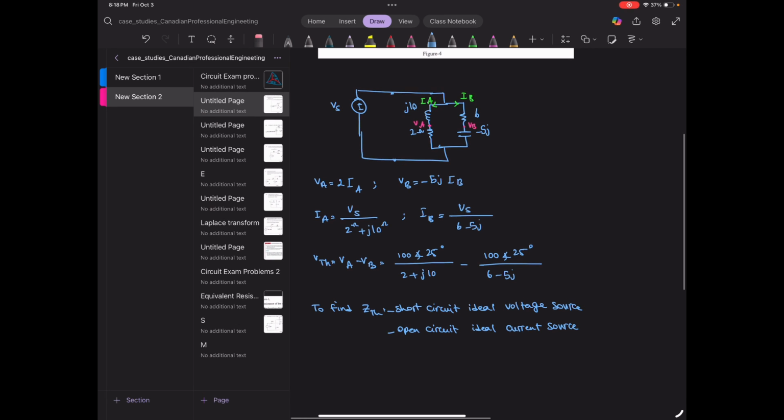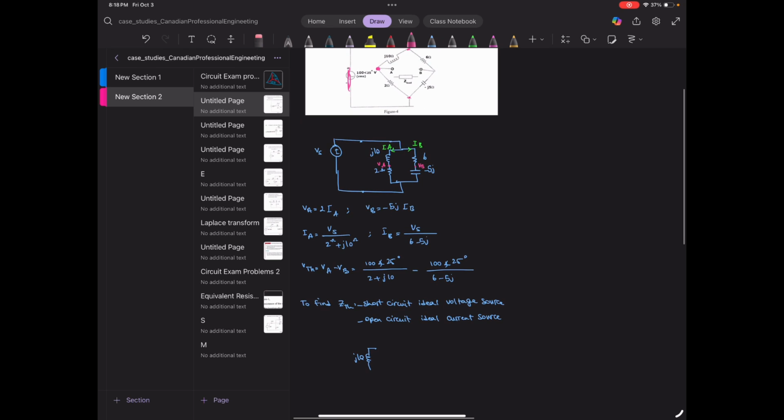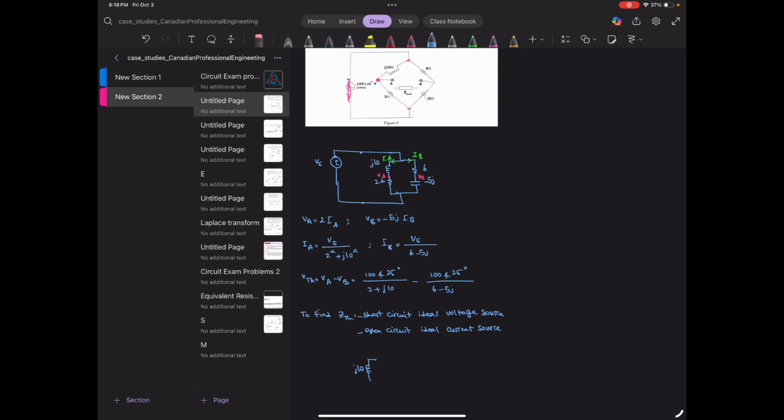Now if we short circuit the ideal voltage source, what would happen? We would have J10. Imagine we would short circuit this. Then J10 and 2 ohm would have a node that is common here, and then another node. These two nodes are common because of the short circuit. So it's as if J10 and the 2 ohm are in parallel.